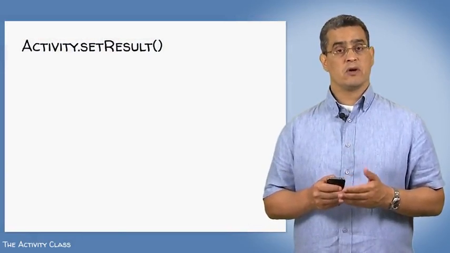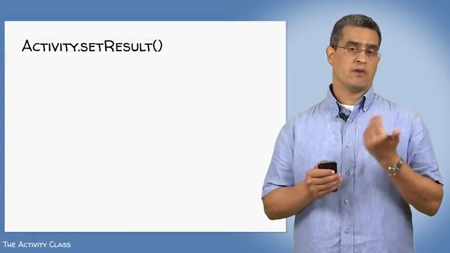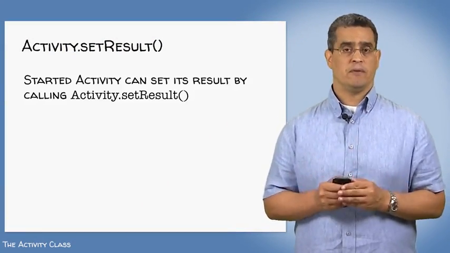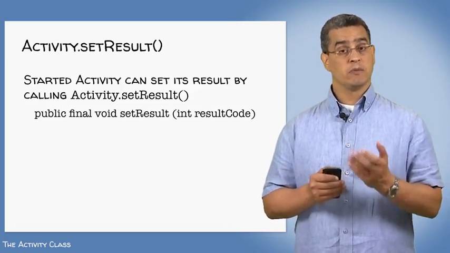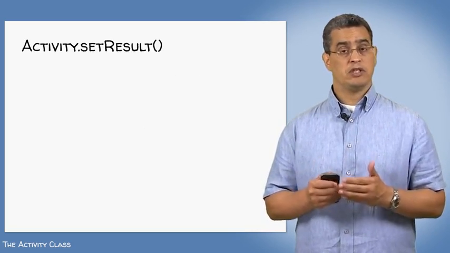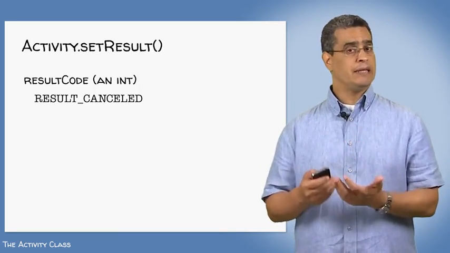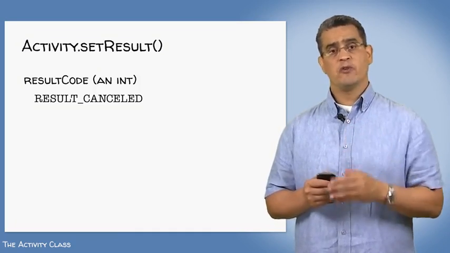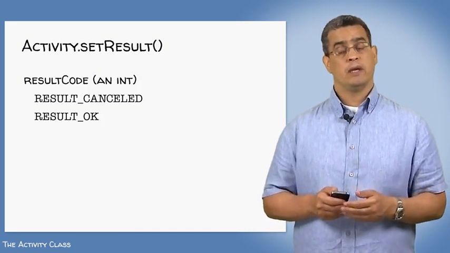Once the new activity is started, it is responsible for setting the result that should be returned back to the calling activity. And it does this by calling activity.setResult, passing in a result code, and optionally passing in some result data. Now these result codes include some built-in codes such as result canceled, which indicates that the user chose not to complete the activity normally. They probably hit the back button, for example. And result OK, indicating that the activity in fact completed normally.